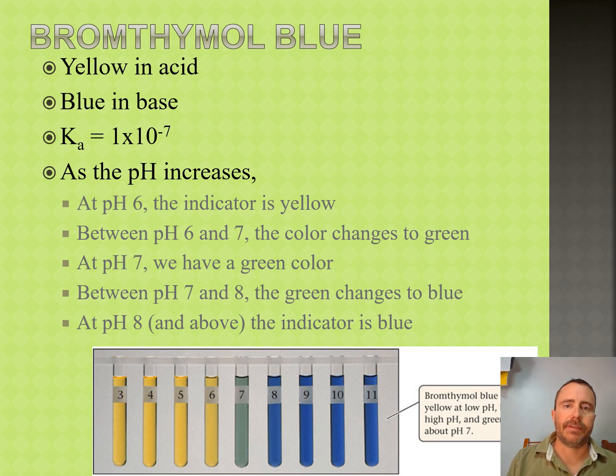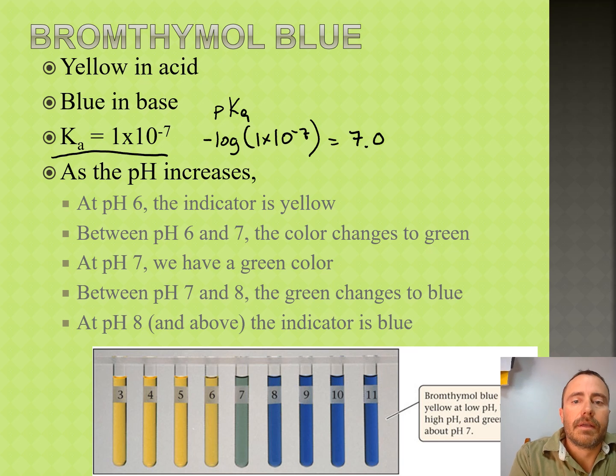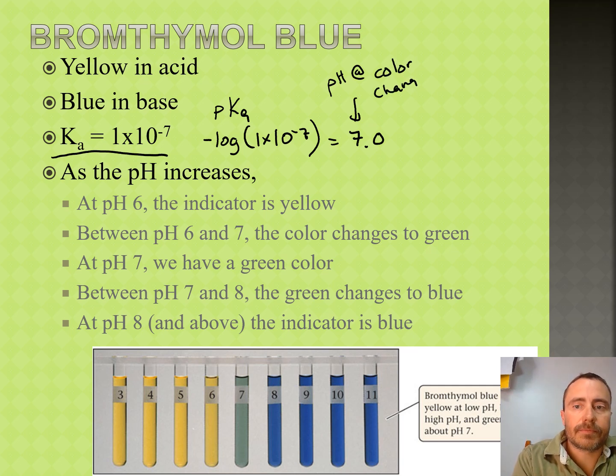The example that I have here of an indicator is probably a bad example because it does change color at 7, but they don't all change at 7. The only reason that this one changes at 7 is because the Ka for this is 1 times 10 to the minus 7. And so the pKa is the negative log of that value, 1 times 10 to the minus 7, which is equal to 7. This would be the pH at color change, which just so happens to be that for bromothymol blue.